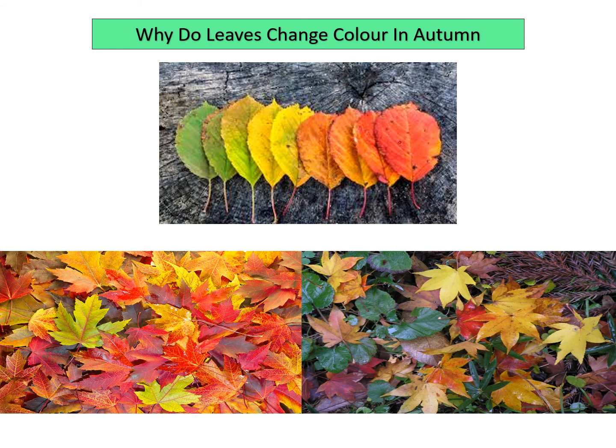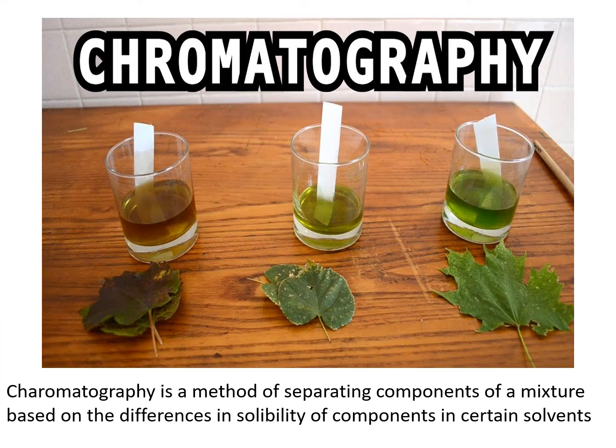Why do leaves change color in autumn? In four-season countries, the green color of a leaf can change to yellow, orange, red, or brown. This is because of the changes in light intensity, temperature, and weather. The chlorophyll breaks down, the green color disappears and changes to other pigments.